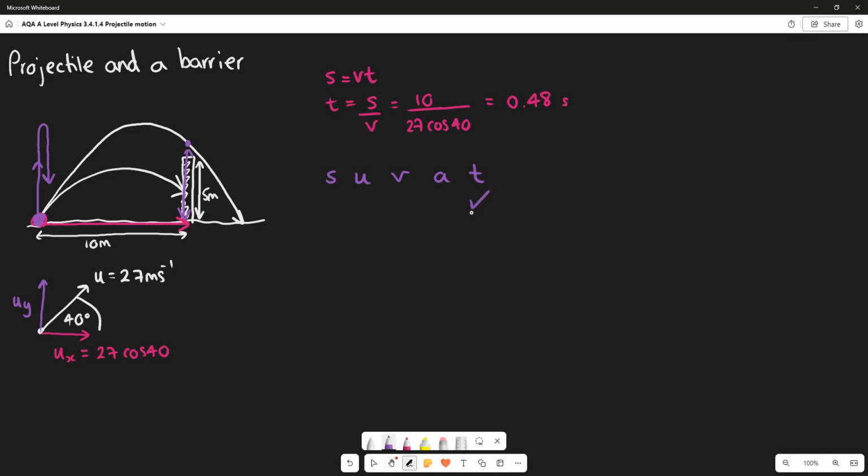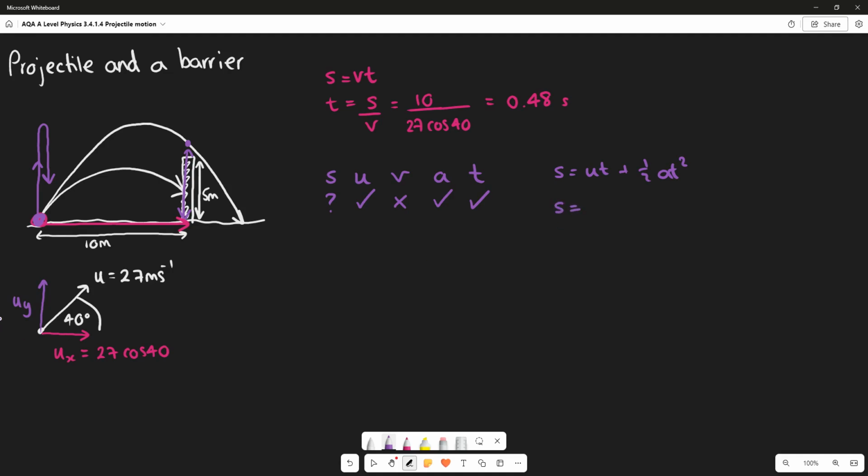We know the time that we're interested in. We know the acceleration. We're not interested in what speed it's going at. We do know what speed it starts at, and we want to know the height of the projectile at that time. So it looks like the only equation that's going to work for us is s equals ut plus a half at squared. It's the only one that doesn't have a v in it, and luckily for us we don't need to rearrange. So let's substitute in and find our answer.